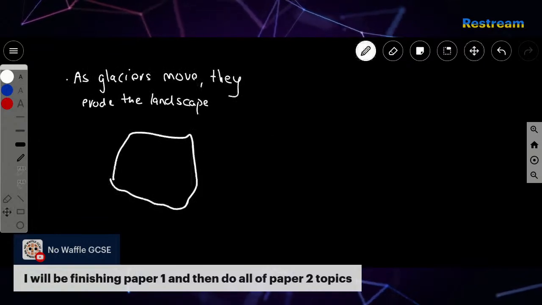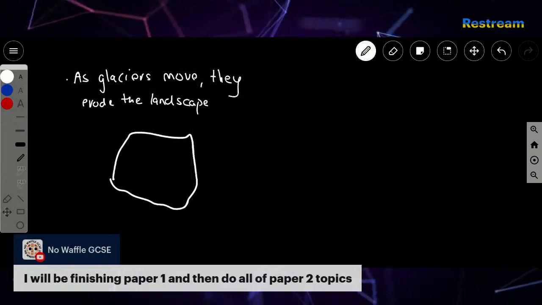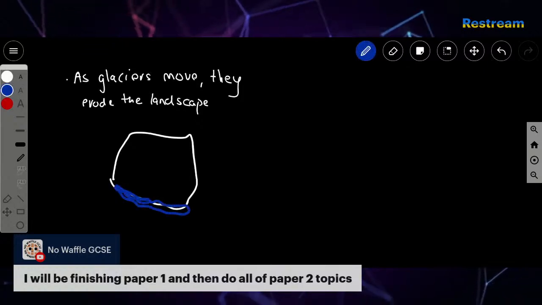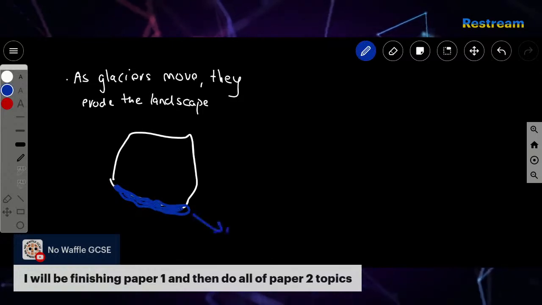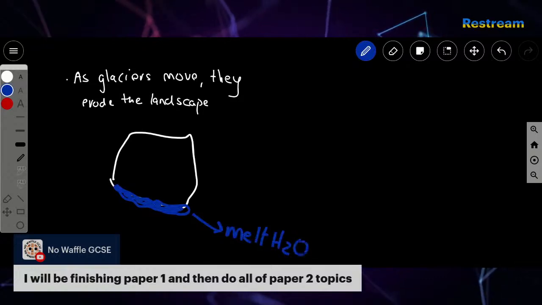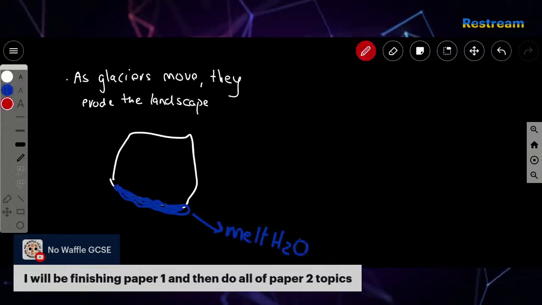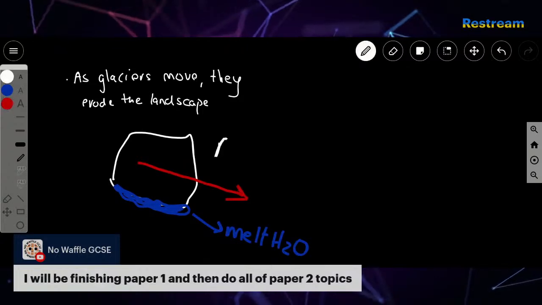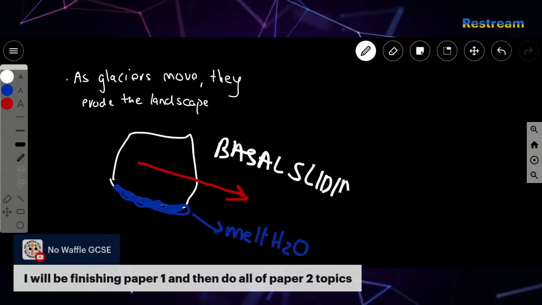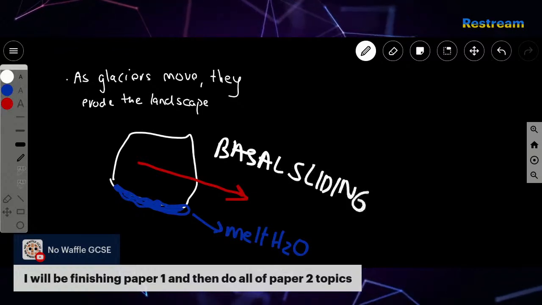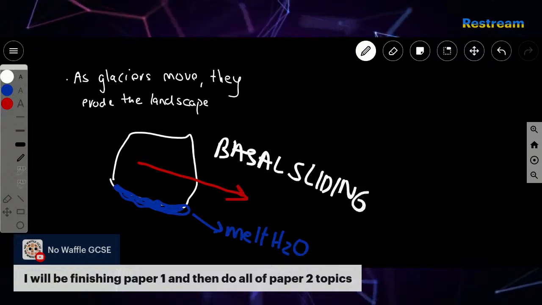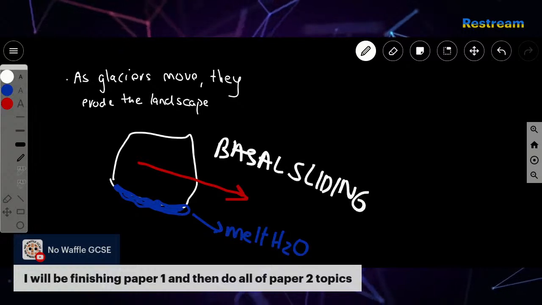In order for something to move, it needs a slippery surface. This slippery surface comes from the meltwater. Imagine this blue here is the meltwater. The meltwater acts as what we call a lubricant to allow it to move down. And this is called basal sliding, because guess what? The meltwater is on the base. Now, as they advance, glaciers erode the landscape in two ways.